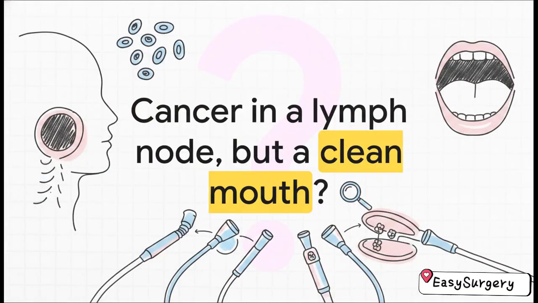Let's wrap up with a massive clinical mystery. Imagine you face this exact scenario. A patient presents with an enlarged cervical lymph node, the FNAC shows squamous cell carcinoma, but when you look in their mouth, it is completely clean. You're dealing with an unknown primary. Your immediate next step here is a triple endoscopy, a nasopharyngoscopy, bronchoscopy, and esophagoscopy, to hunt down that invisible primary tumor hiding in blind spots like the tonsillar fossa or the piriform sinus.